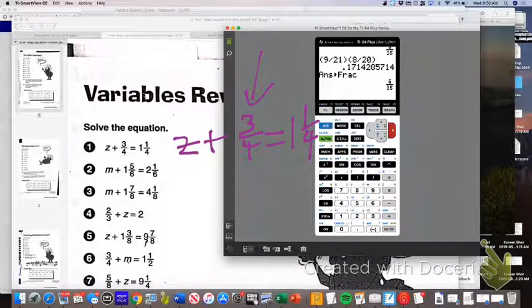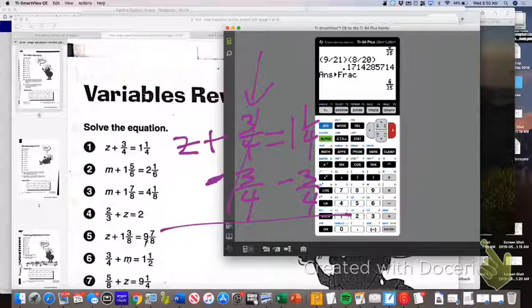Because again, we're trying to get the variable isolated. We're trying to get it by itself. So we're going to cancel out a plus 3/4. What is the inverse of plus 3/4? What's the opposite of 3/4? No, 4/3 is the reciprocal. It's minus 3/4. And of course, what you do to one side, you have to do to the other.